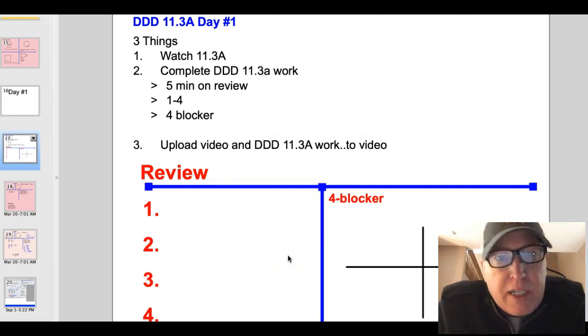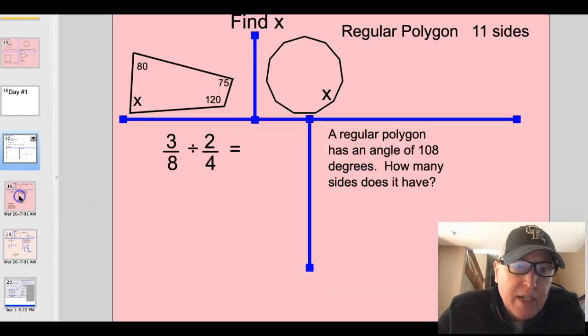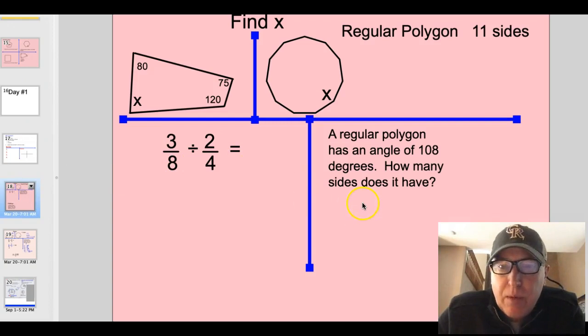All right, today's target, 11.3a, is finding the circumference of a circle. Before we get started with that, let's go ahead and take 5 minutes on the review. This problem down here in the bottom right is a tough one. Please don't exceed more than 5 minutes working on all these problems. Give it a shot. Go.